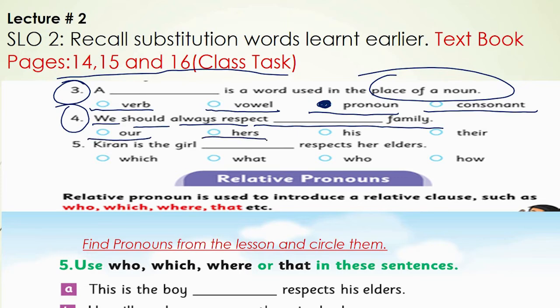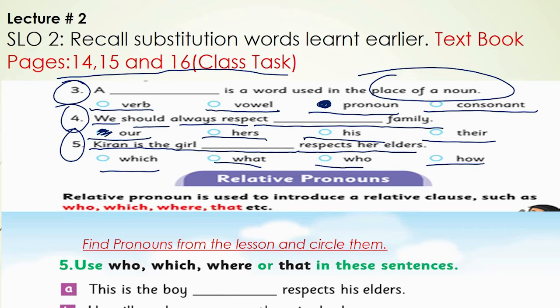Number 4, we should always respect dash family. Our, hers, his, their. We should always respect our family. Number 5, Kiran is the girl dash respects her elders. Which, what, who, how. Kiran is the girl who respects her elders. Relative pronouns.